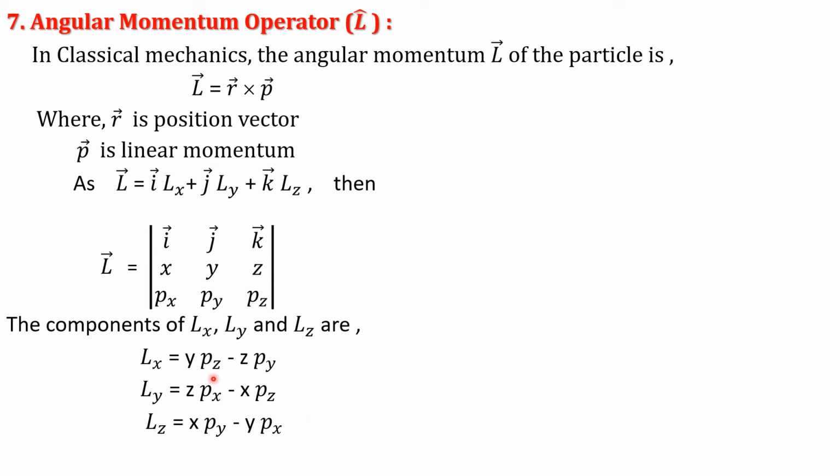Hence we first need to know the values of the linear momentum operators Px, Py, Pz, and you know that value. Px is minus i h-cross del by del x, Py is minus i h-cross del by del y, Pz is minus i h-cross del by del z. Now we put the values of Pz, Py and find Lx. Similarly find Ly and Lz.